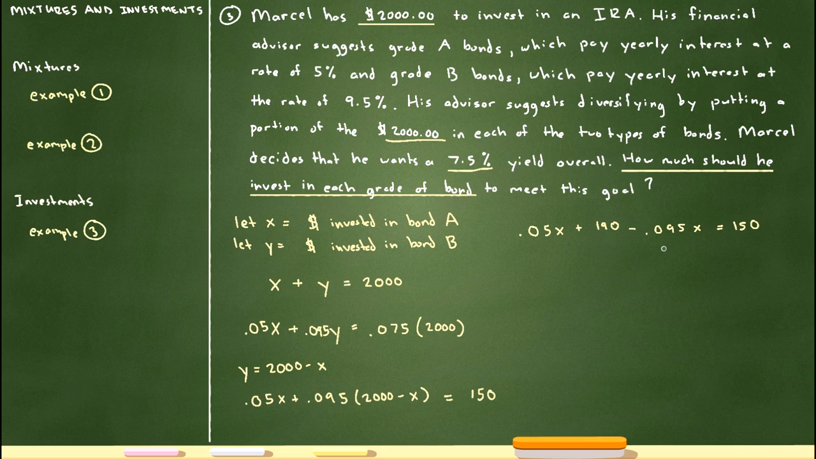Now you see we could combine the x values here. 0.05x minus 0.095x would give us negative 0.045x. Wait, is that right? Negative 0.045x, and plus 190 is equal to 150. And then we want to subtract 190 from both sides. So we get negative 0.045x is equal to negative 40.